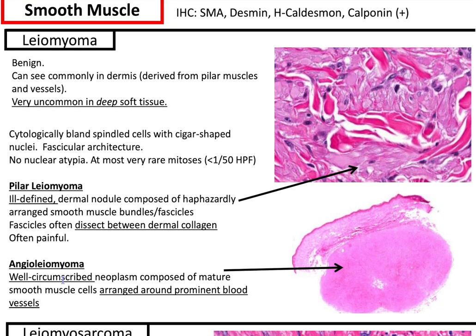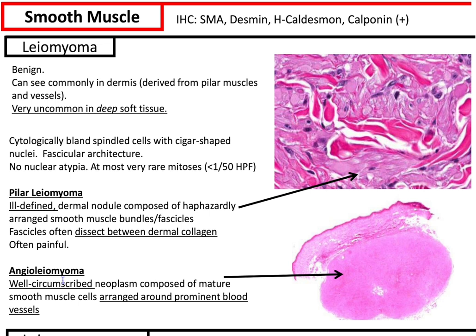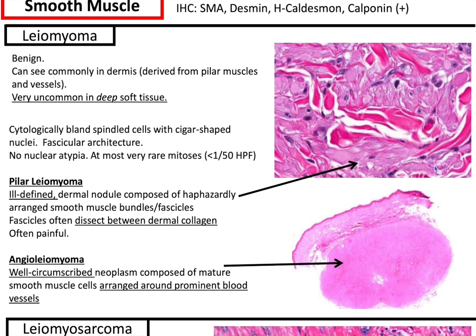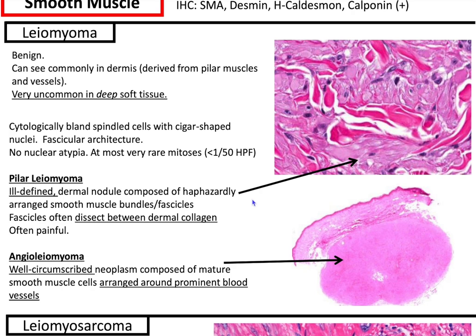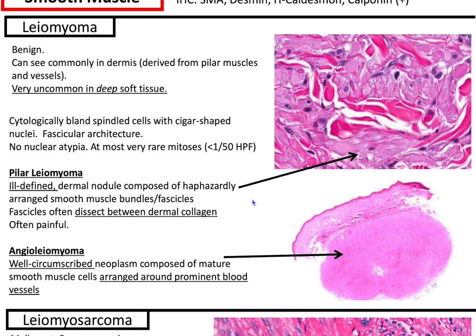Speaking of smooth muscle, let's talk about smooth muscle tumors. So your IHC for smooth muscles include SMA, desmin, H-caldesmon, and calponin. Leiomyoma, you can see this in the dermis. It's derived from the pilar muscles and vessels, very uncommon in deep soft tissue. You'll have cytologically bland spindle cells with cigar-shaped nuclei, fascicular architecture, and then what my staff like to call glycogen snacks, like little vacuolizations around the nuclei. And there's no nuclear atypia, and at most very rare mitoses, less than 1 per 50 high power fields.